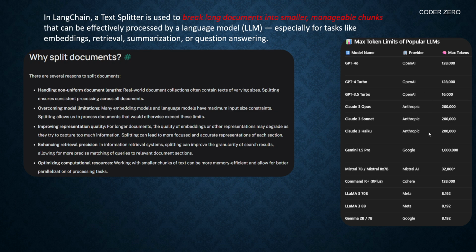If you look here, you can see we have a max token limit for all of these models. That means the input to these models must be less than this max token limit. This is one reason why we need to split our documents into smaller chunks, so that our input would be less than this max token limit.